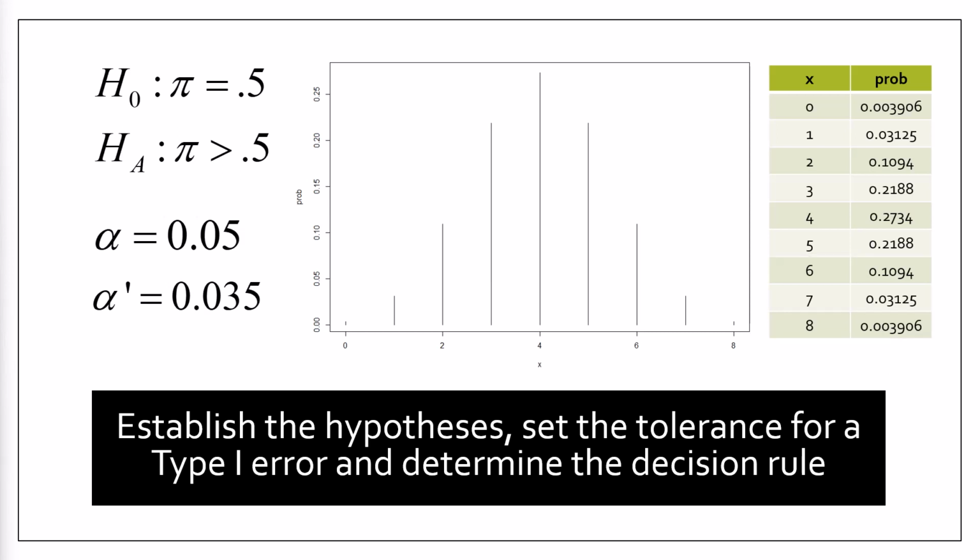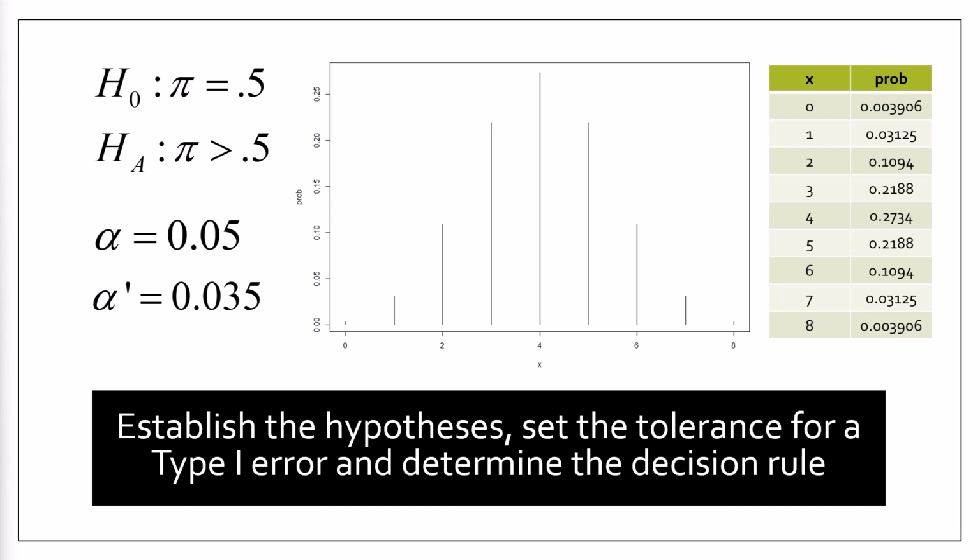So what I have calculated here that I called alpha prime is the actual probability of getting in the rejection region for this particular setup where the null hypothesis is 0.5 and we make 8 observations.